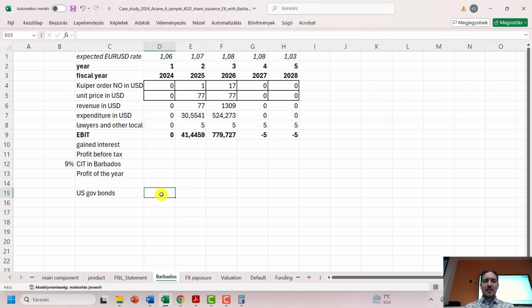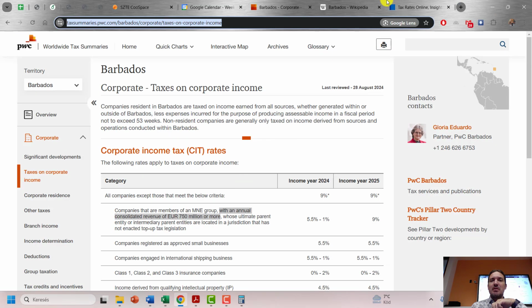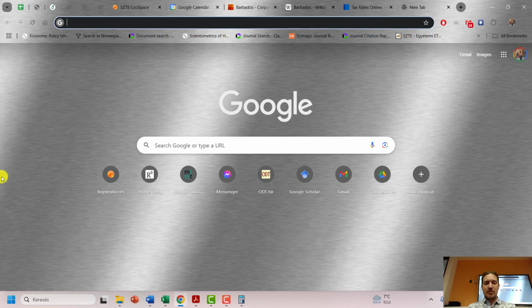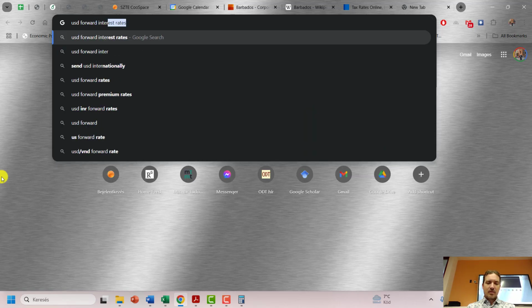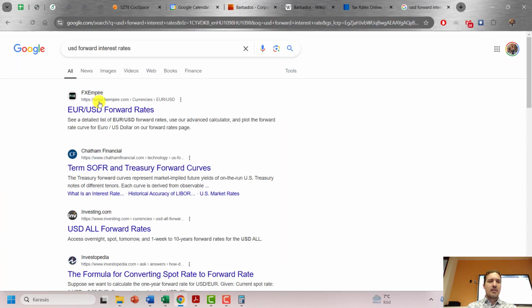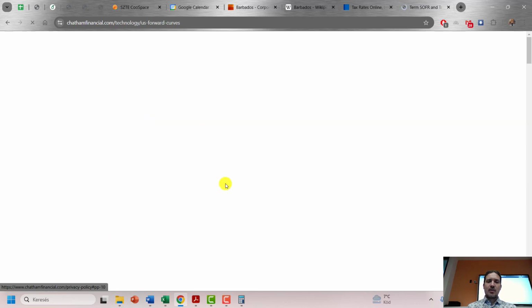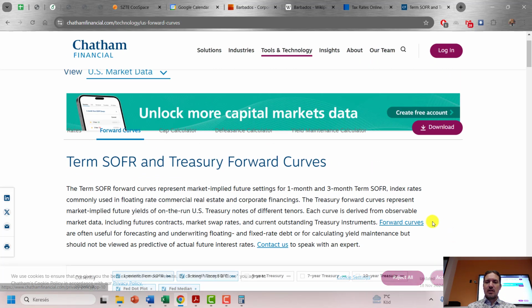So we have a really simple balance sheet. And also we need the interest rate. Okay, and this is the tricky part, because how can we define the interest rate for the United States government bonds, since we don't have much data. So USD. Okay, we got cookies.